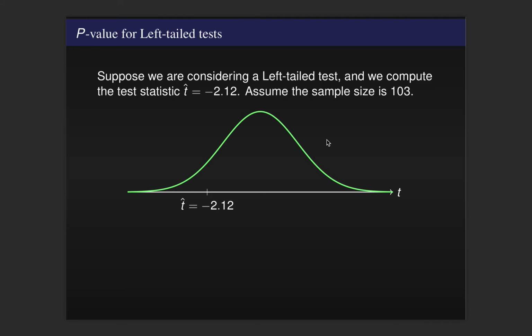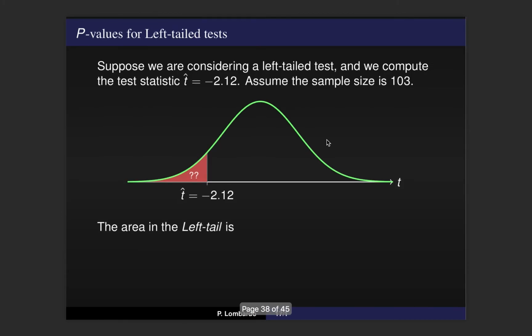All right, let's check. Since this is a left-tailed test, the region of extremity would be to the left of our test statistic. So the p-value is going to be the area in that tail. The area in the left tail, well, this is already in cumulative form. So we're looking at the probability that t is less than or equal to negative 2.12, and we can get this directly using a t.dist command.